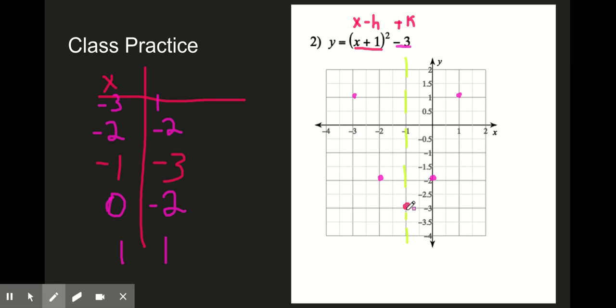And look at that. I've got my parabola. Right? So same shape, same result. We're just looking at it in a different way. It gives us different pieces of relevant information. Okay?